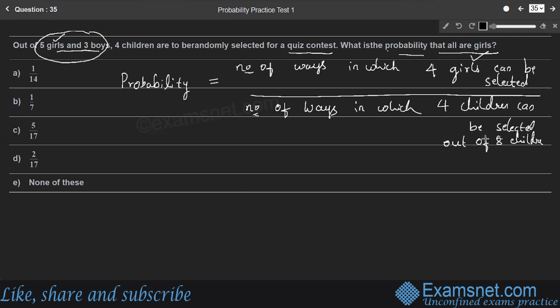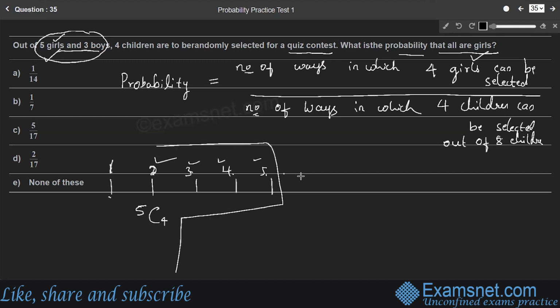Here, the number of ways in which 4 girls can be selected, out of how many? So here 5 girls are given, so we'll consider 5. In how many ways can 4 girls be selected? You can select the first 4 girls, or the last 4 girls, 2, 3, 4 and 5, or the first girl and the third, fourth and fifth, or the second, first, fourth and fifth. In how many ways is this possible? Out of 5 girls, 4 girls should be selected, right? Therefore, in 5C4 ways, we can select 4 girls, right?